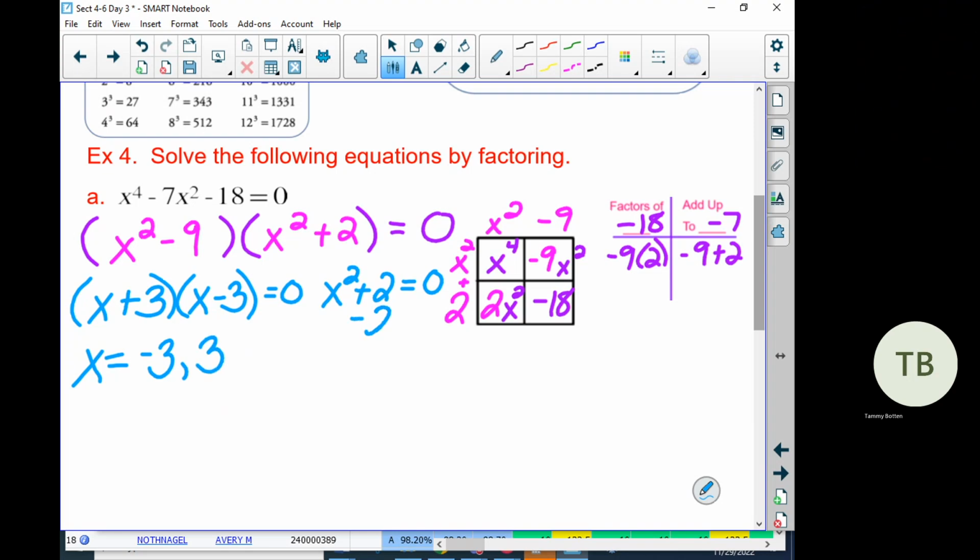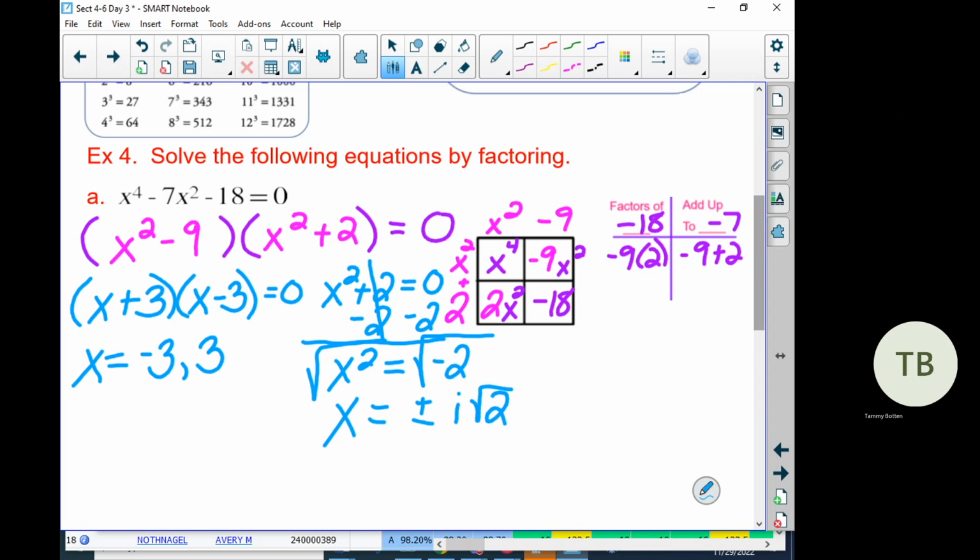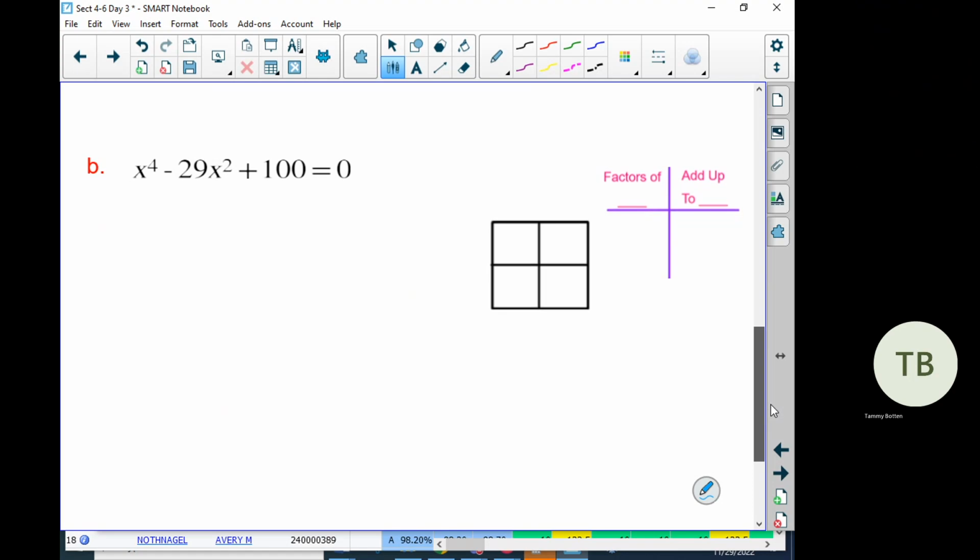Here, I would subtract 2. And I'd get x squared equals a -2. Then I would take my square root. And remember, when you do that, it's plus or minus. What do I do if it's negative? I and then root 2. So these are 2 answers that we have, and this is 2 answers that we have. You wait to see one more.